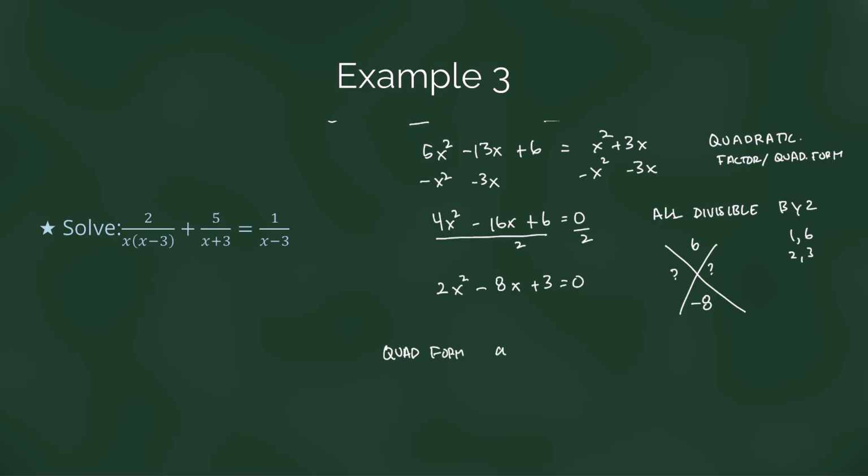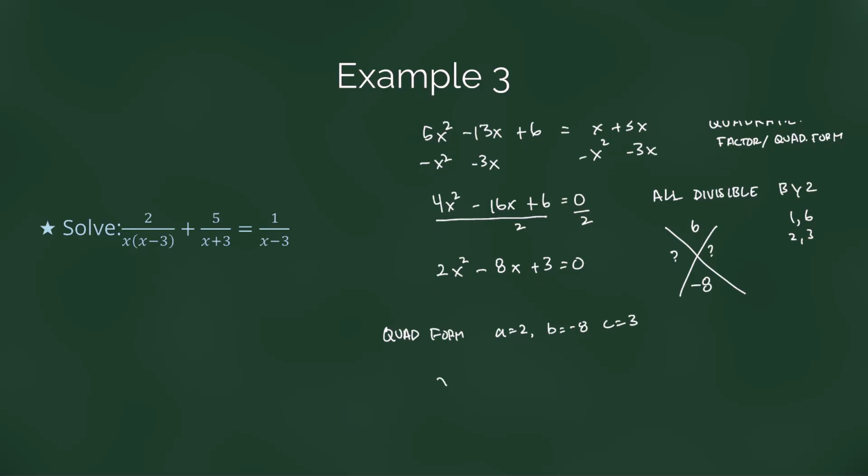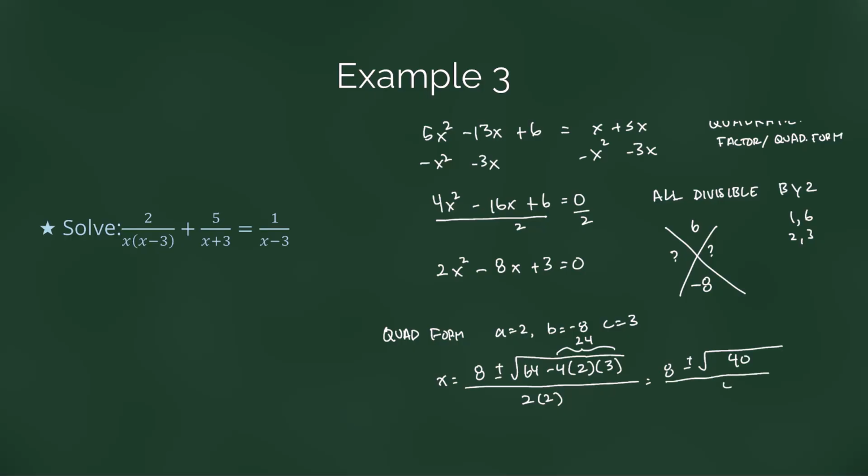We have an a value of 2, a b value of negative 8, and a c value of 3 in our quadratic. So we're going to see that x is going to be equal to negative b, which is positive 8, plus or minus the square root of b squared, which is 64, minus 4 times a times c, all divided by 2a. That gives us 8 plus or minus the square root. 4 times 2 times 3 is 24. So we have 64 minus 24, which is 40, all over 4.